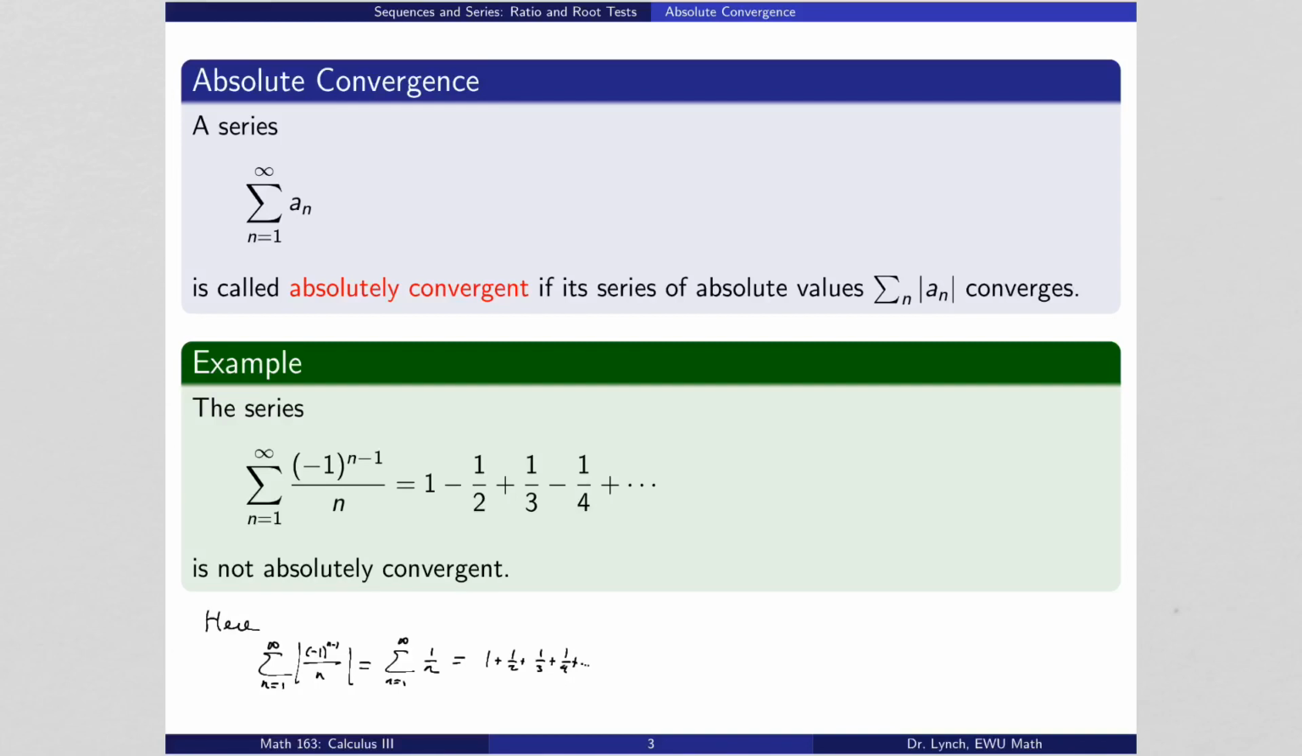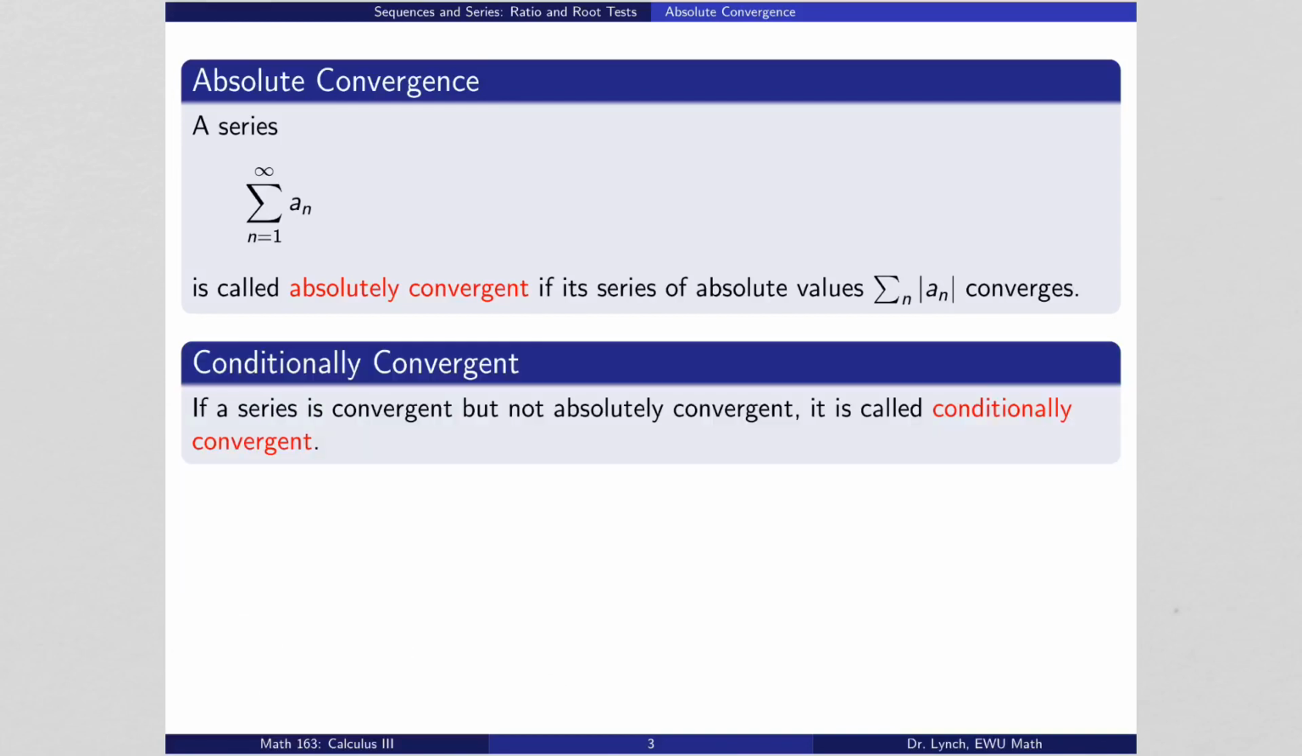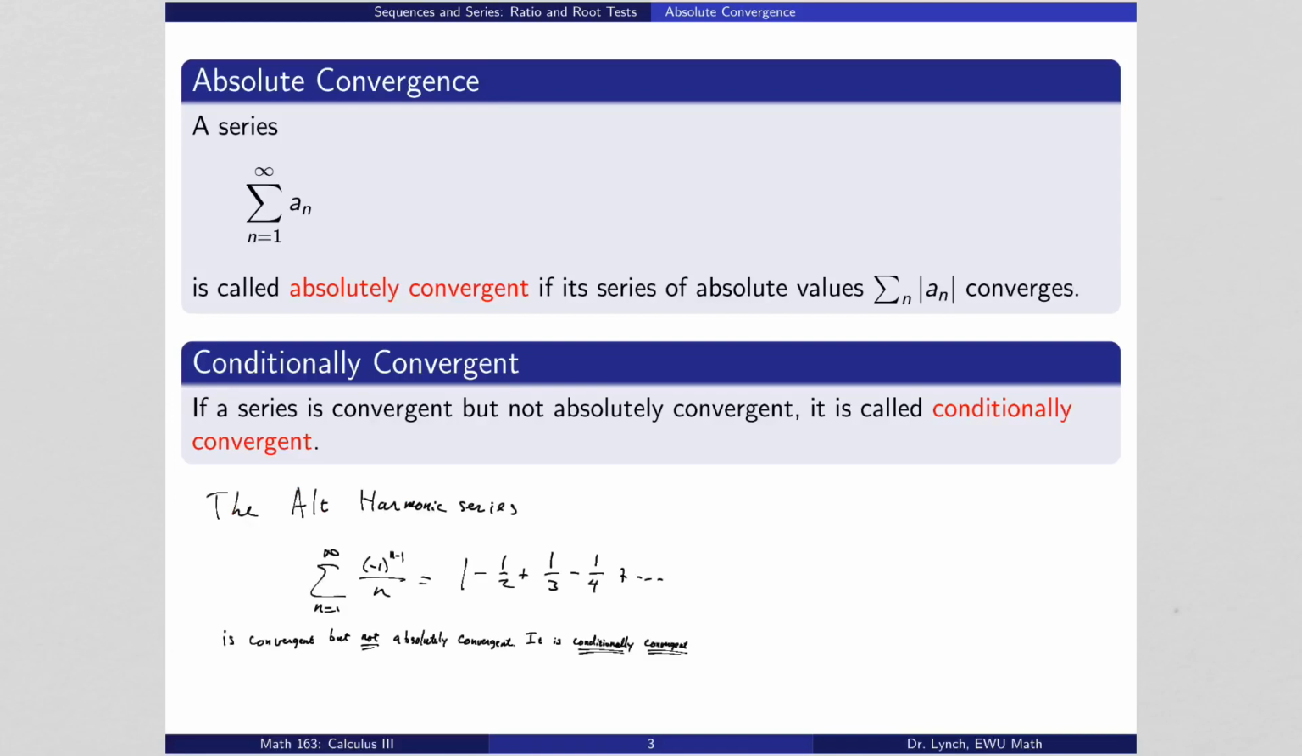So this gives us a second new classification called conditionally convergent. A series is conditionally convergent if it converges, but not absolutely. So the alternating harmonic series is a perfectly good example of conditional convergence. Again, the alternating harmonic series is convergent but not absolutely convergent, so we say that it is conditionally convergent.